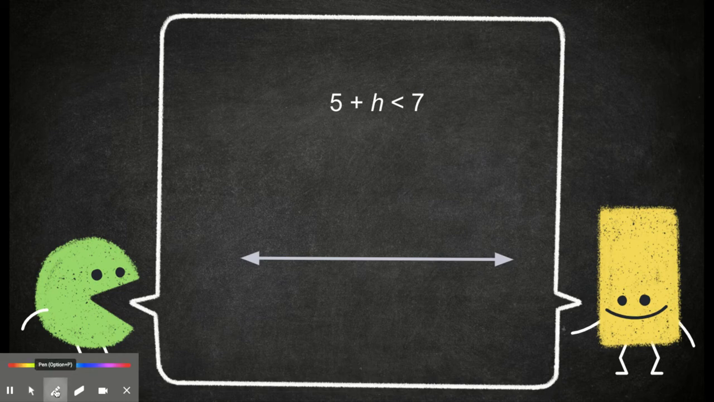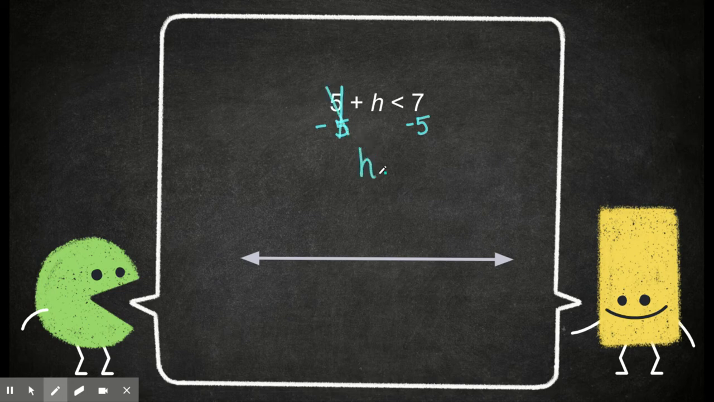Make sure you write this example on your paper. Do this one with me as well. So we have 5 plus h is less than 7. Well, I want to try to get h by itself. So if 5 is being added to h, let me make that a little more clear, then I'm going to go ahead and subtract 5. Whatever I do to one side of my inequality, I need to do to the other side of my inequality. These 5s cancel, leaving me with h, which is less than 7 minus 5, which is 2.